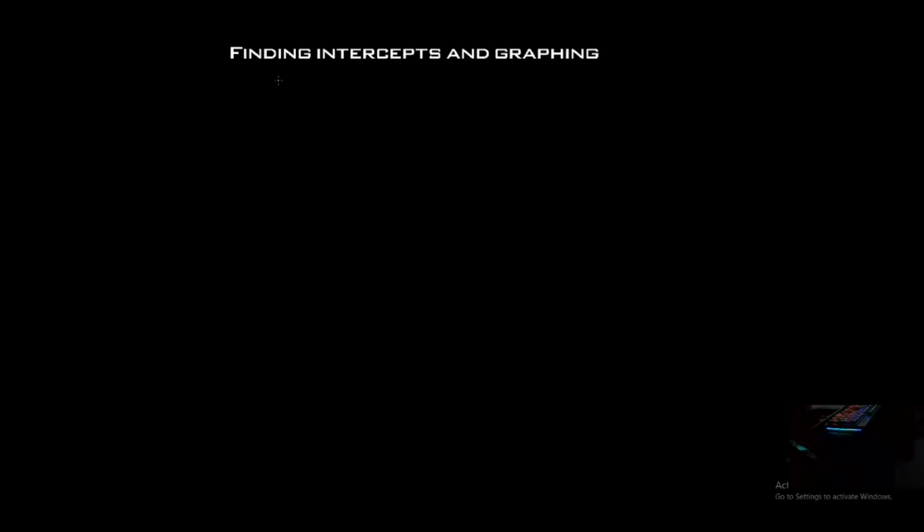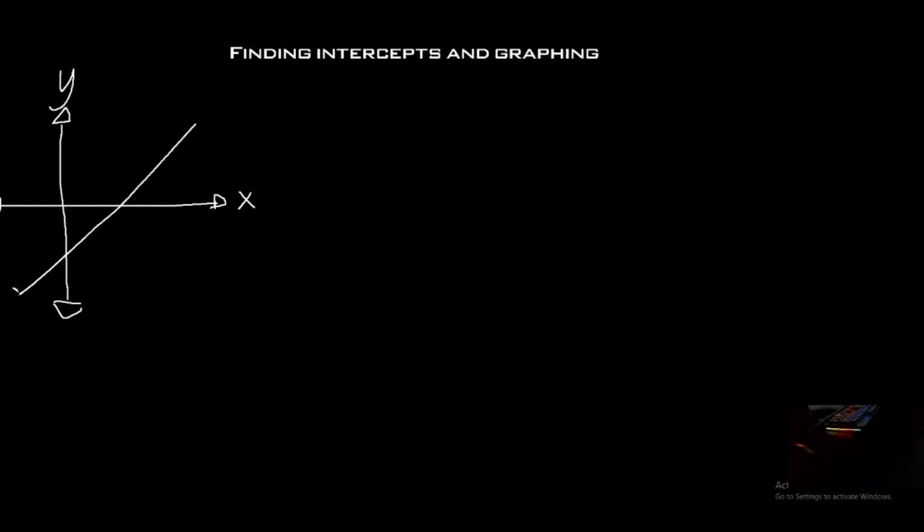Okay, let's talk about finding intercepts and graphing. Now, before we can start calculating intercepts, we first need to understand what an intercept is. Okay, I have a coordinate graph. On my coordinate graph, I have a y-axis and an x-axis. Now, let's draw a line. This would be a linear graph, because it's a straight line.